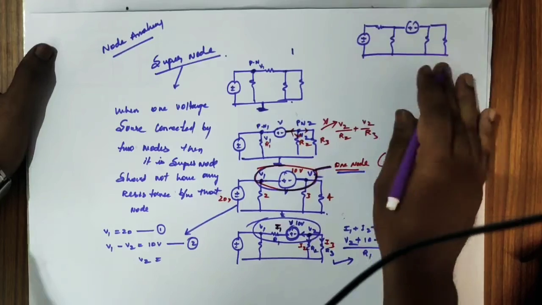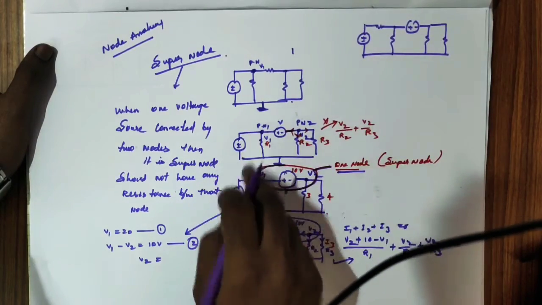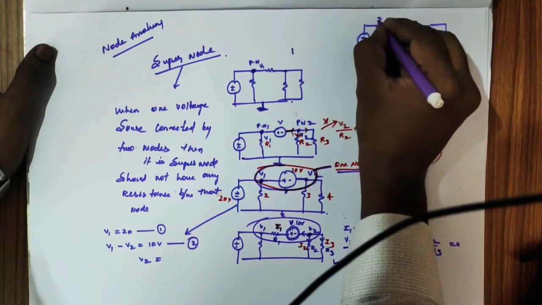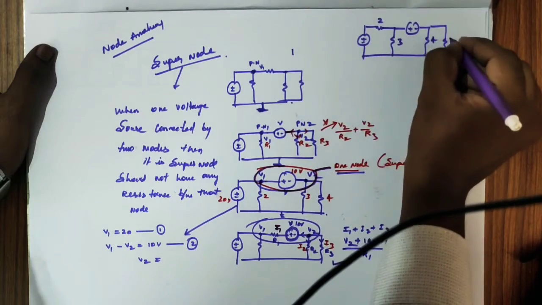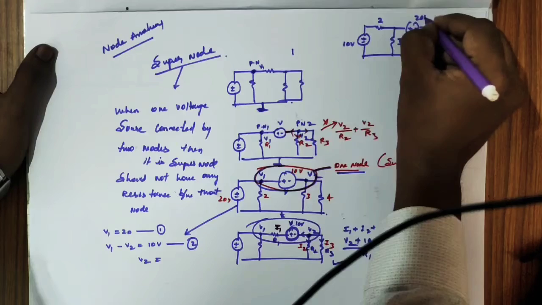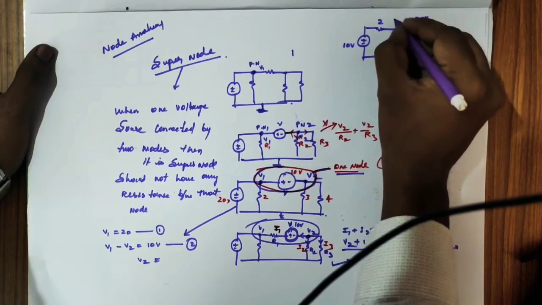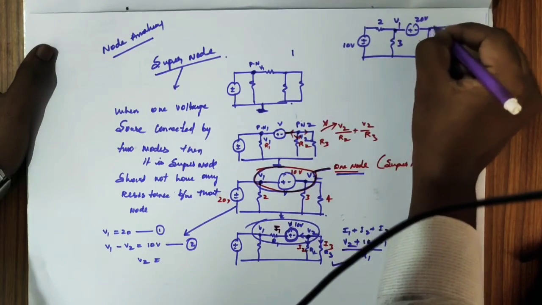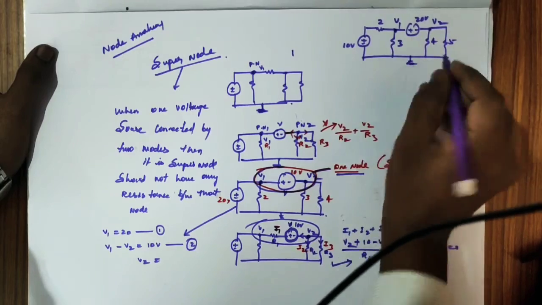So I am taking this type of circuit. I am adding N1 resistances here: let us say 2 ohms, 3 ohms, 4 ohms, 5 ohms. So this is 10 volts I am taking, and this is 20 volts. This is one principal node, I am taking V1, and this is also a principal node, and this is grounded.